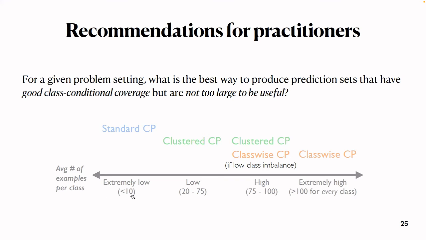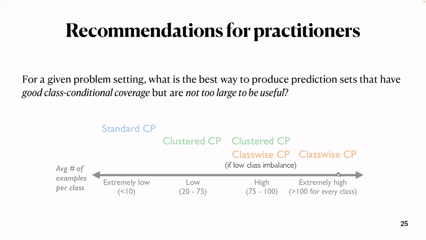So if you have very, very few examples per class, you should just run standard conformal because clustered actually can't even help you there. It's a very difficult problem. So just run standard conformal and hope for the best. Conversely, if you have a lot of data, so this means at least 100 examples for every class, then running class-wise will actually do very well.